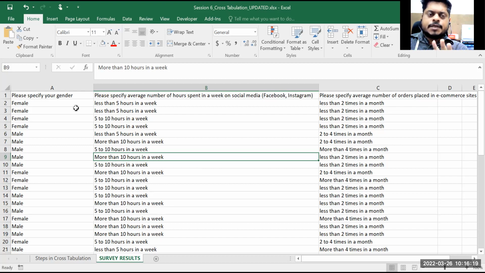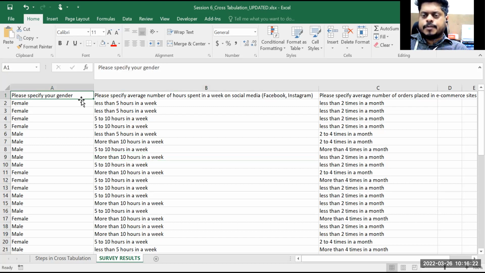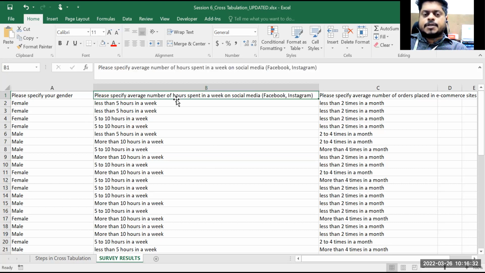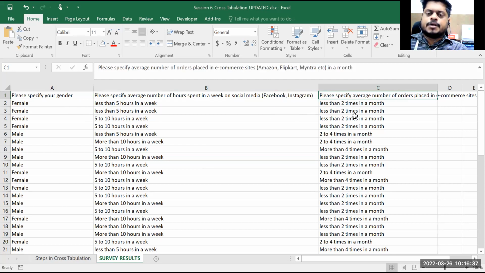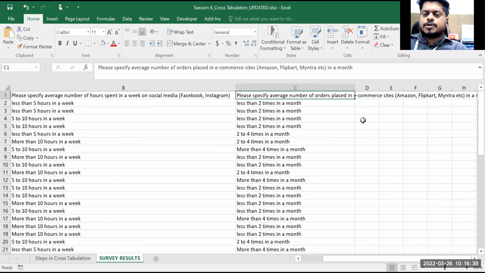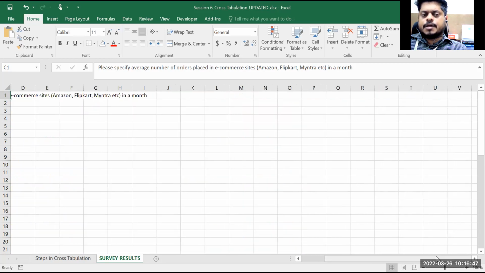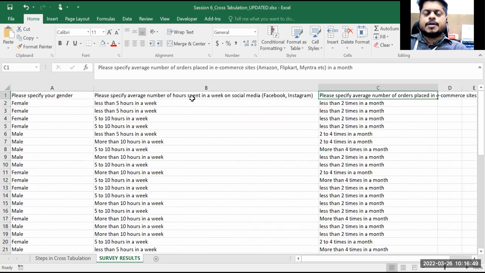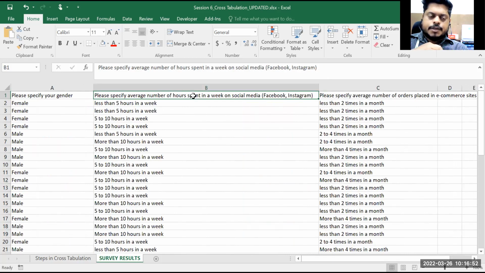Now, let's say you have created a questionnaire, and you have only three questions. Specify the gender of the person. Specify the average number of hours spent in a week on social media, Facebook, Instagram, any other kind of social media. Please specify the average number of orders placed on e-commerce sites in a month: how many orders on Amazon, Flipkart, Myntra. These are the three questions we have asked, and we have got some answers.